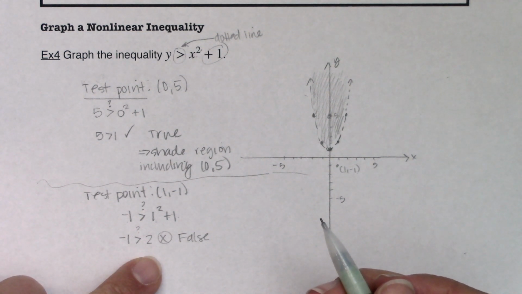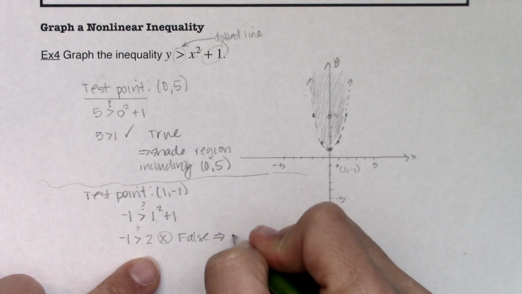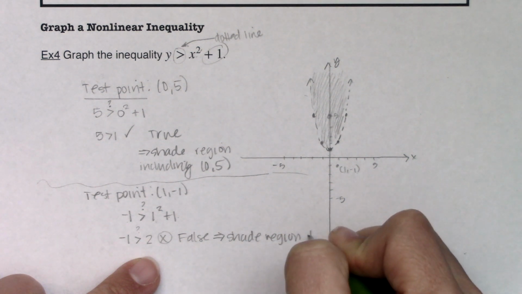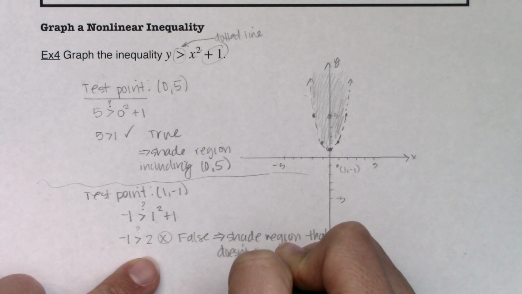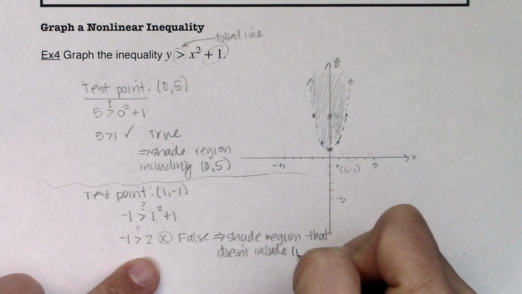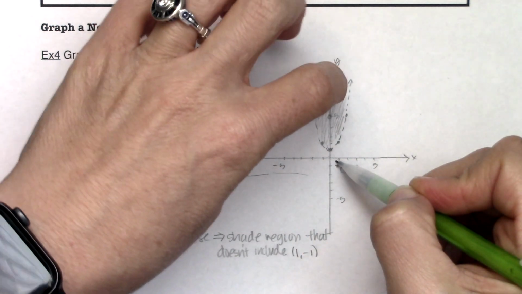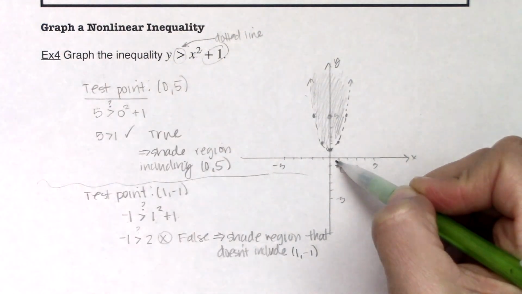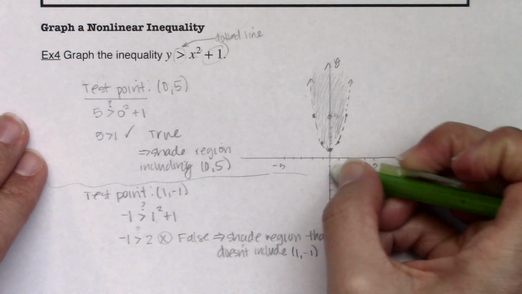And if you ever get a false statement, what that means is you want to shade the region that doesn't include your test point. And in this case, my test point was 1, negative 1. So if this is my test point and I have two regions, either above the parabola or below, and I want to shade the region that doesn't include it, I'm going to shade above the parabola. So I get the same answer. I'm just using a different test point to get there.